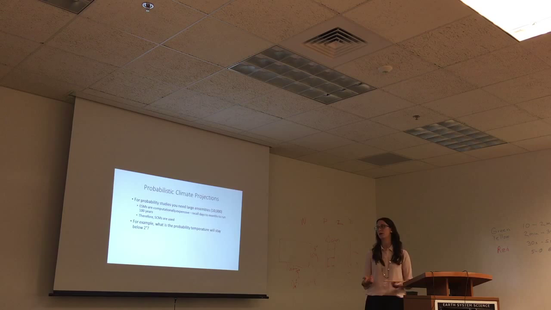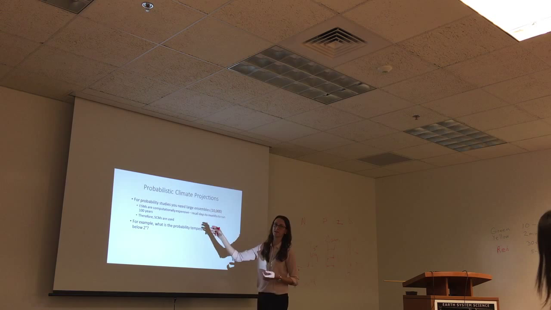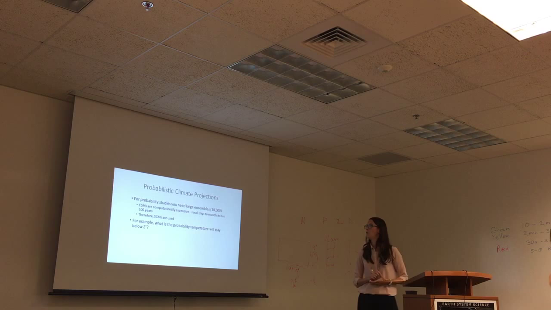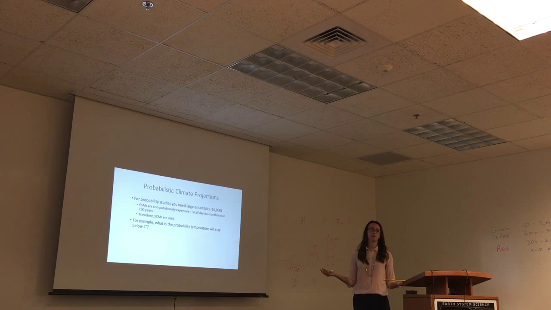And again, I've said this multiple times, the Earth system models are computationally expensive, taking months to run a 100-year time period. So therefore, we use simple climate models. This is a really good example that I'm going to show some studies from: what is the probability global temperature change will stay below 2 degrees? You've probably heard and read a lot about this in the newspapers. What's the chance that climate change will stay below 2 degrees?